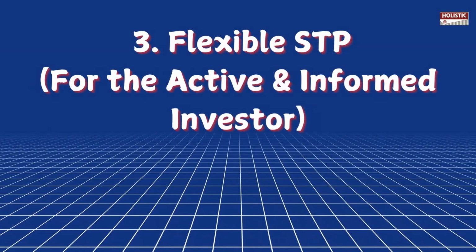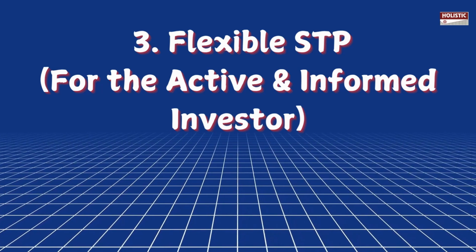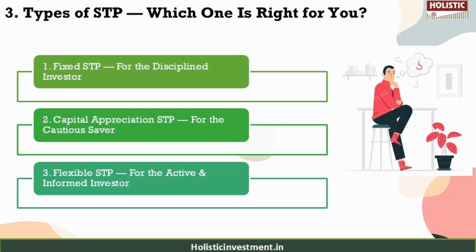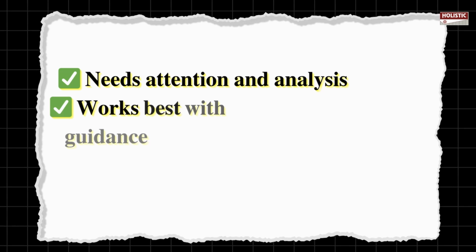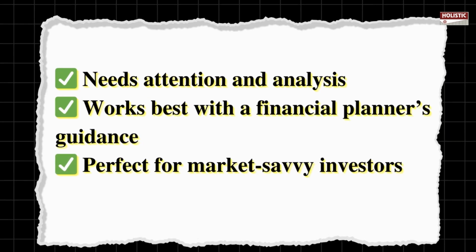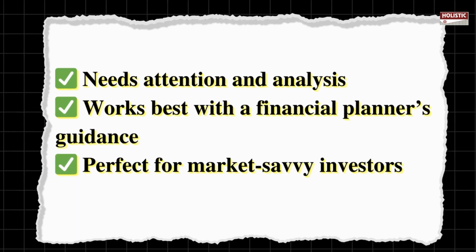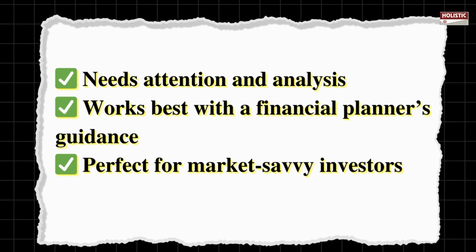Number three is a flexible STP for the active and informed investor. This version lets you adjust the transfer amount based on market conditions. Market down, transfer more. Market high, transfer less. So it needs attention and analysis, works best with a financial planner's guidance, and perfect for market savvy investors.